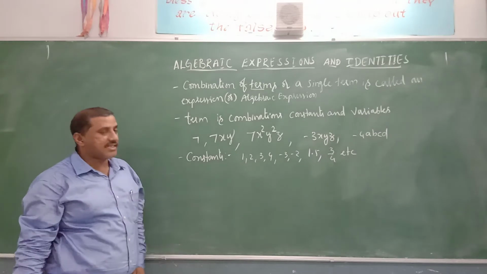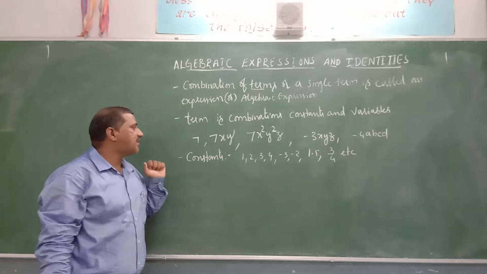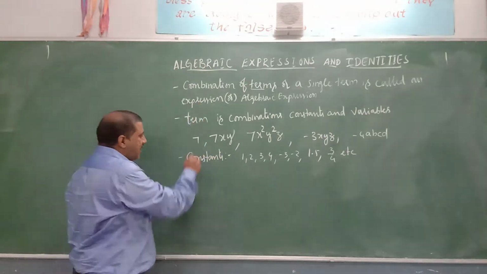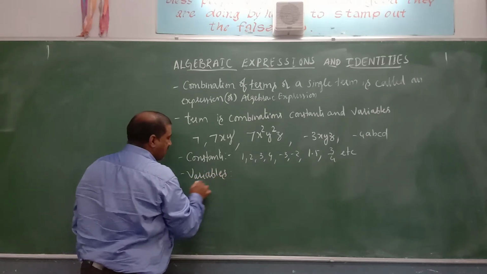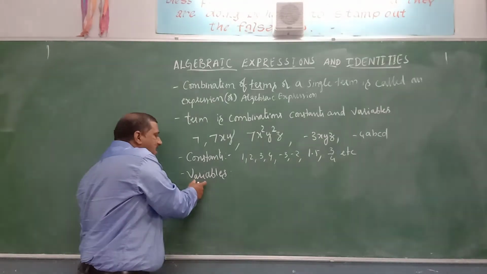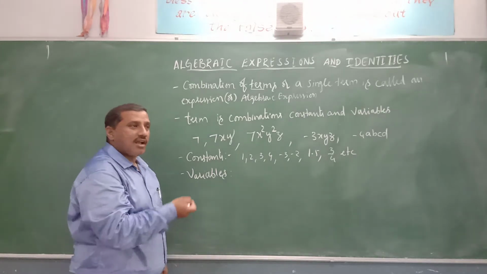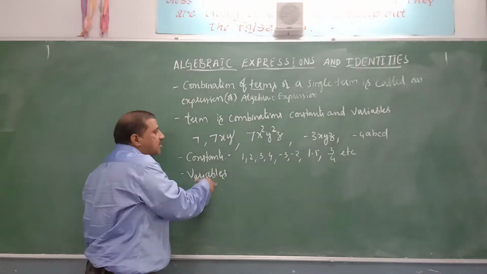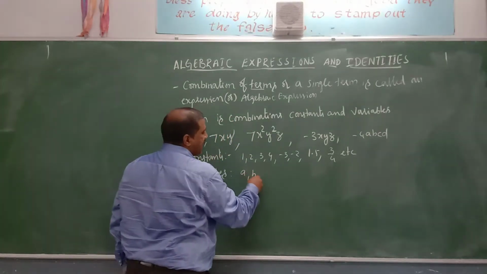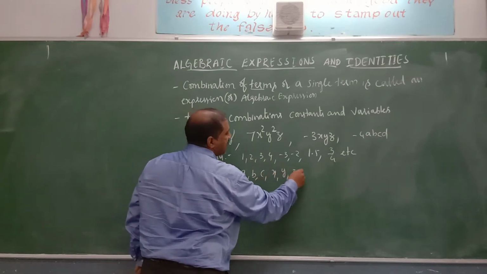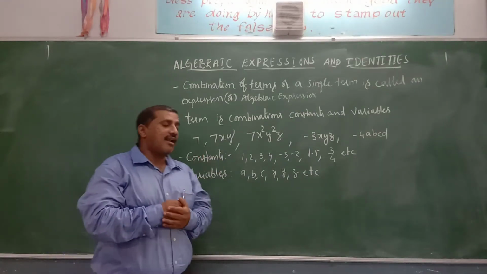Why are these called constants? Because their values are fixed. Their values do not change. That's why these values are known as constants. Next, variables. What are variables? The word variable says it itself: it varies, it changes, its value changes. Such terms are known as variables. Variables are represented with small alphabets like a, b, c, x, y, z, etc. All small letters we take as variables, and numbers are constants.